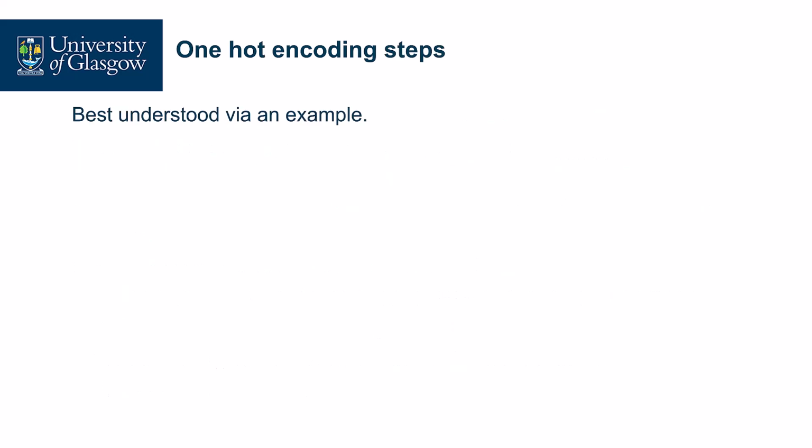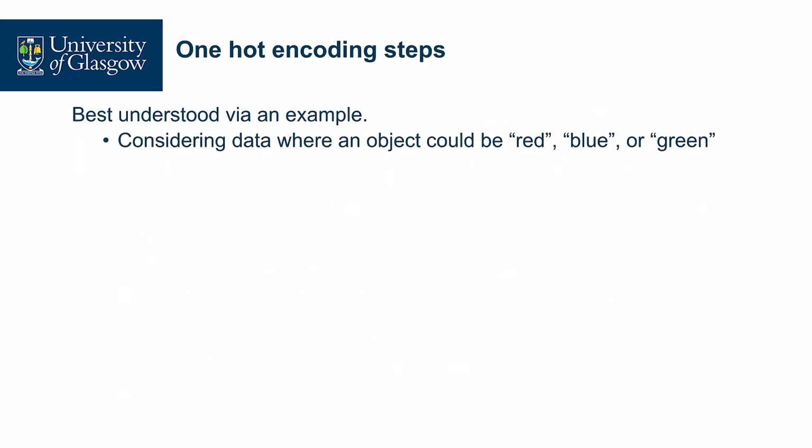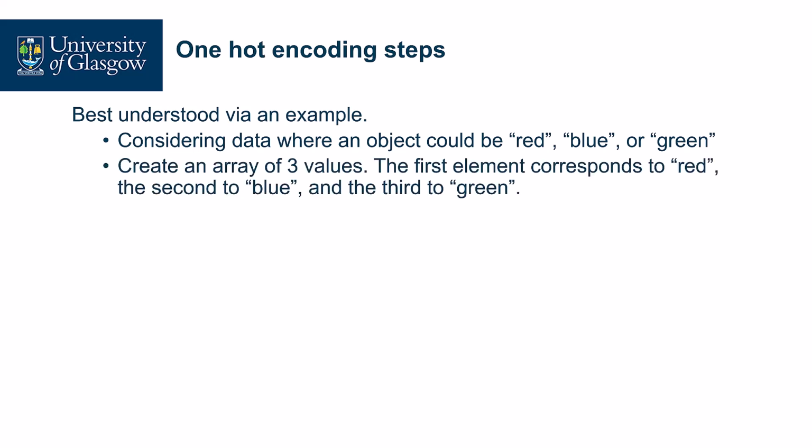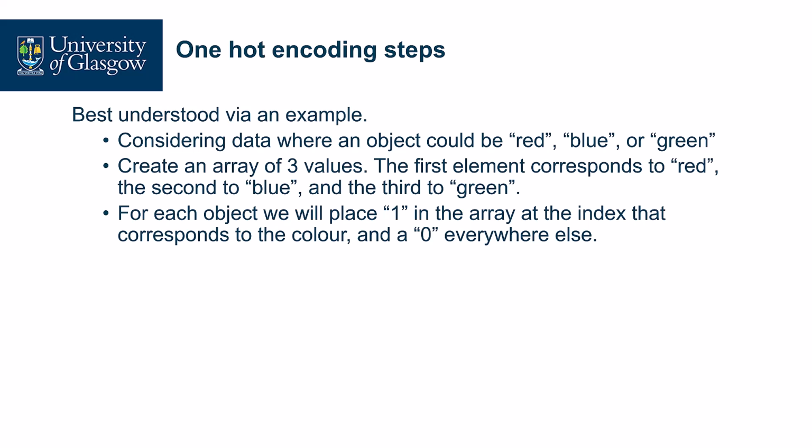So we can see this one. Now I have an object with 3 categories: red, blue, green. Let's do the first step. We create an array of 3 values. The first item refers to red, the second refers to blue, the third refers to green. Then we look at each object. If it's red, then we place 1 in the red place, and the others are 0. So vice versa for the others.